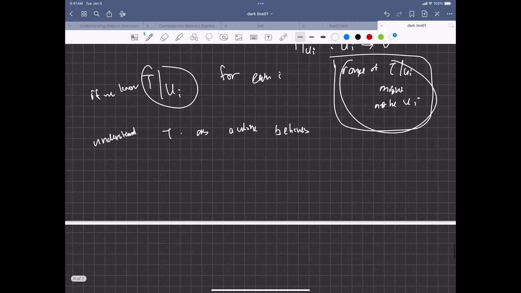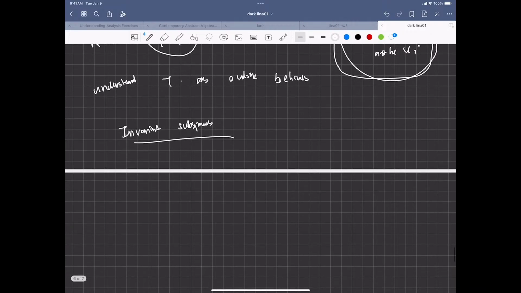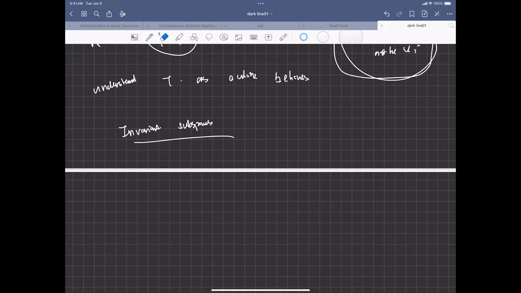And how do we do this? We want subspaces that do actually have such a range. These are called invariant subspaces. So intuitively, what are they? Let V be a vector space, and let U be a subspace of V. I'm going to use less than or equals to to denote subspace.